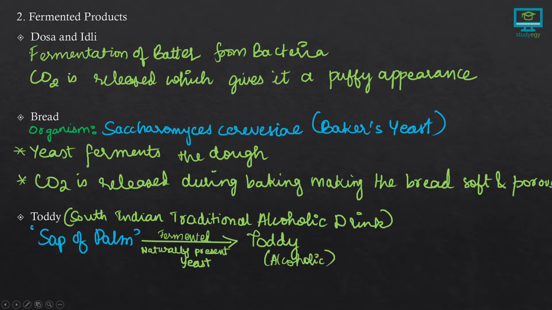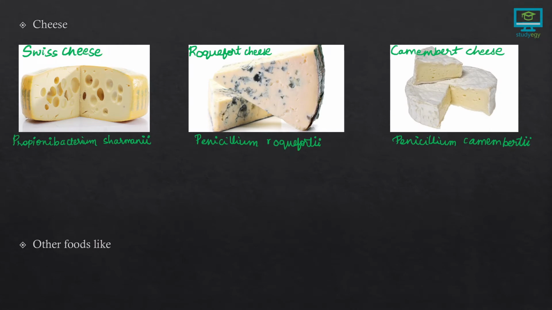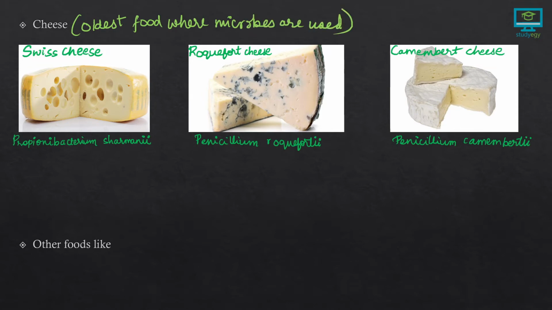Now coming to the next part, we have here about cheese. Cheese is one of the oldest foods where microbes are used. Another point is that we obtain different types of cheese depending on the type of microbe which we use. For example, if we use the bacteria Propionibacterium shermani, we get Swiss cheese. If we use Penicillium roqueforti, we get Roquefort cheese. Similarly, we use different types of microbes to get different types of cheese with different taste and texture.